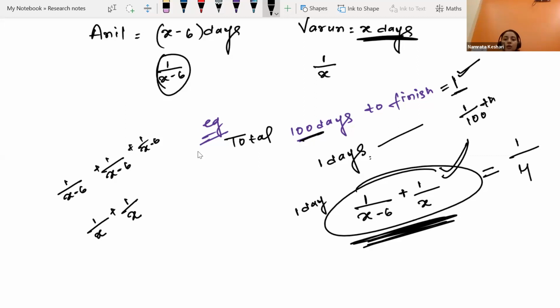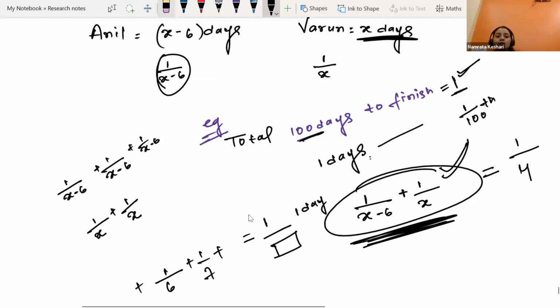If you are not getting it, then whenever you have this type of question, whatever time is given, like one person is doing it in 6 days, another person in 7 days, you always have to take 1 by 6 plus 1 by 7, and all together they are taking whatever time is given, you have to take 1 by the given time. This is how you add all of them and frame the equation. So this is our equation: 1 by (x minus 6) plus 1 by x equals 1 by 4.